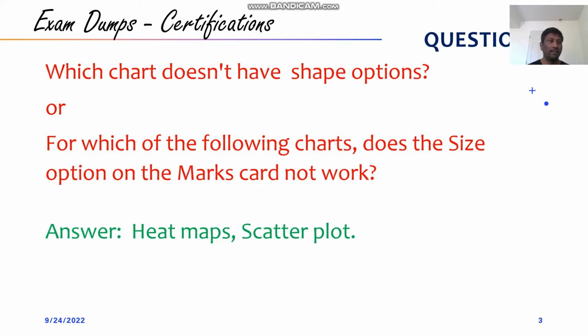This is my channel name, and the first question I have faced is: which chart does not have a shape option? Or the question in a different way: for which of the following charts does the size option in the marks card not work? The answer will be a heat map and scatter plot. For these two types of visualizations, either a heat map or scatter plot, you don't have a shape option.